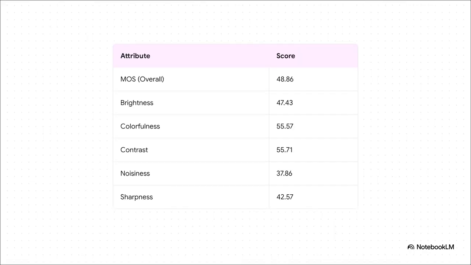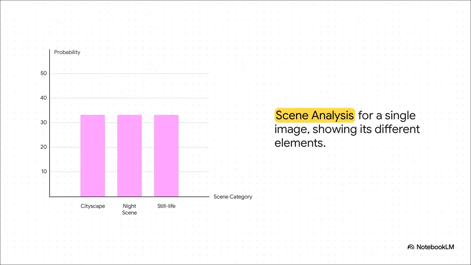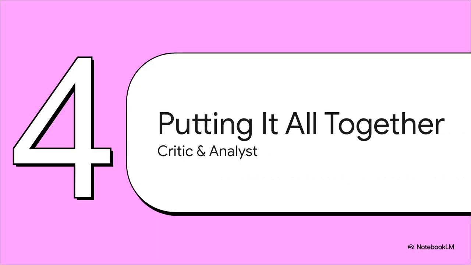And here's what it spits out. For any photo, the analyst gives you this clean breakdown. You get an overall score, called the MOS, and then individual scores for everything from brightness and contrast all the way to sharpness. Pure data. And remember, it's a multitasker. So at the exact same time it's generating those scores, it's also analyzing the scene. For this image, it recognized that it's a mix of a cityscape, a night scene, and a still life. Pretty clever.